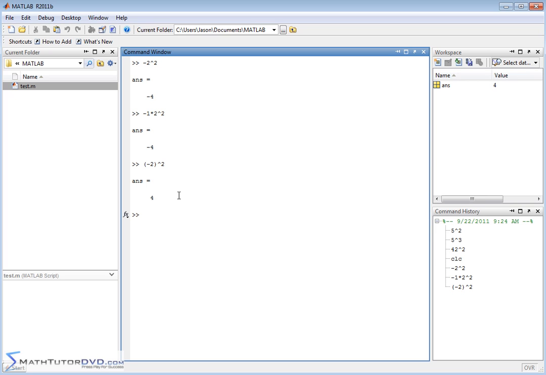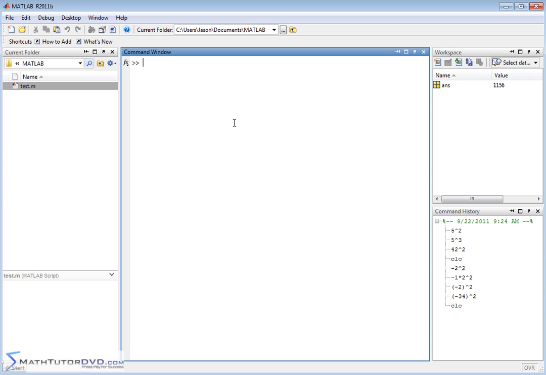So if you're doing some calculation where you're trying to do negative 34 squared, you've got to resist the urge just to type it in like that. If you're really trying to square negative 34, come back here and wrap it in parentheses so that you'll get your positive answer. Okay, let me clear the screen.